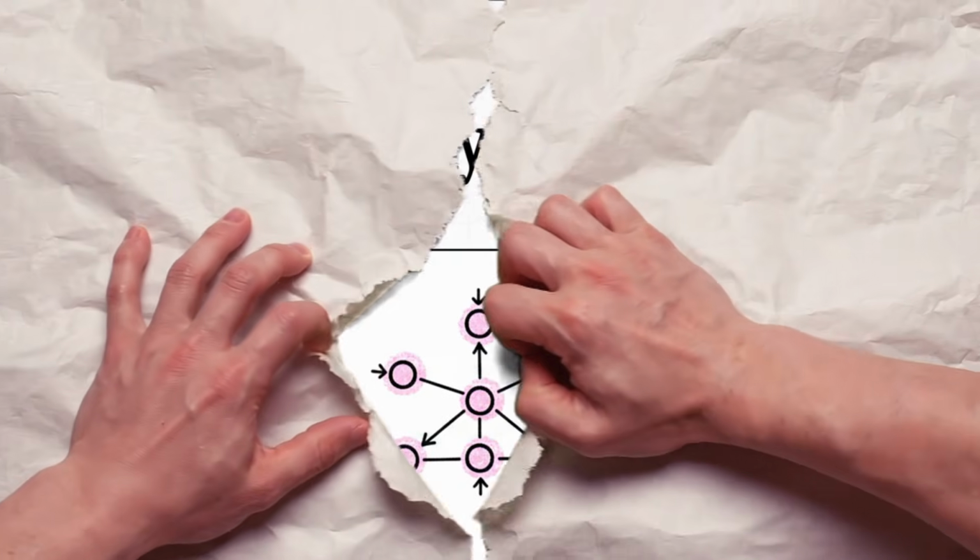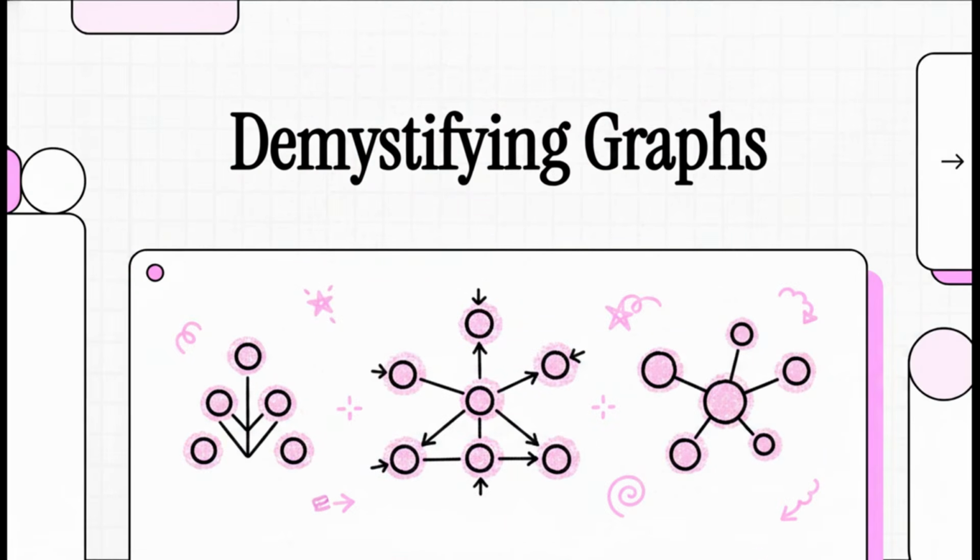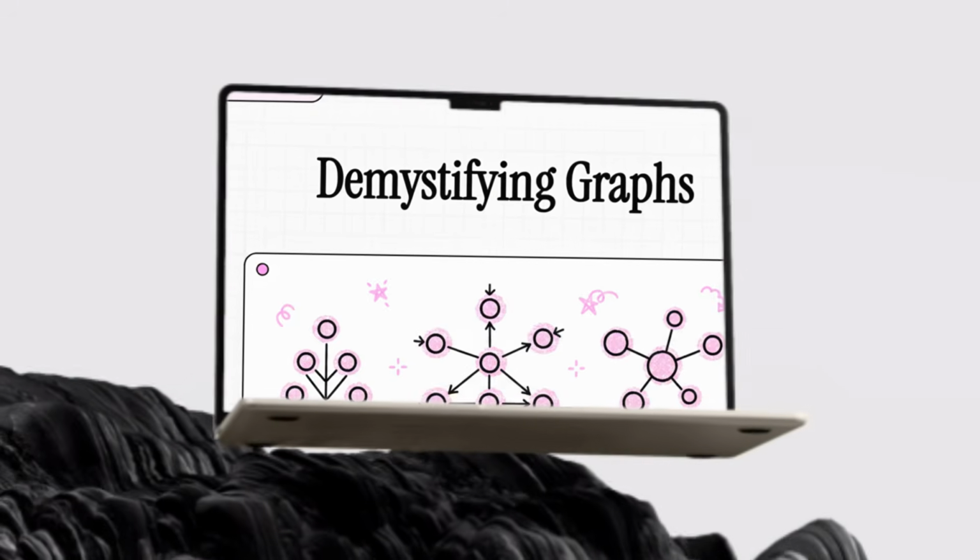Ever wonder how your GPS magically finds the absolute fastest route home? Or how social networks somehow connect you to a friend of a friend of a friend? Well, in this explainer, we are completely decoding the secret architecture behind these everyday miracles: graph data structures.